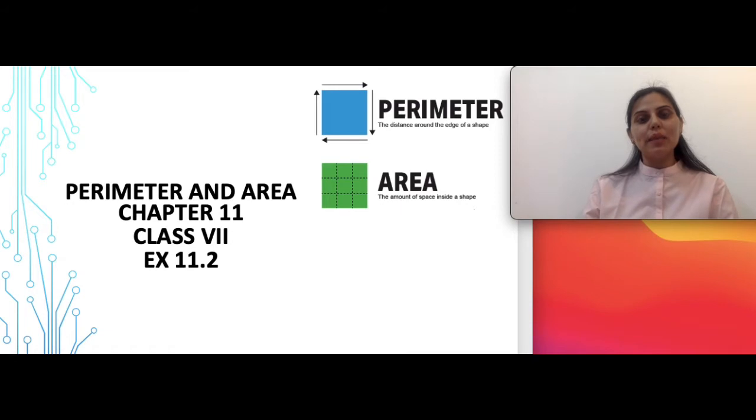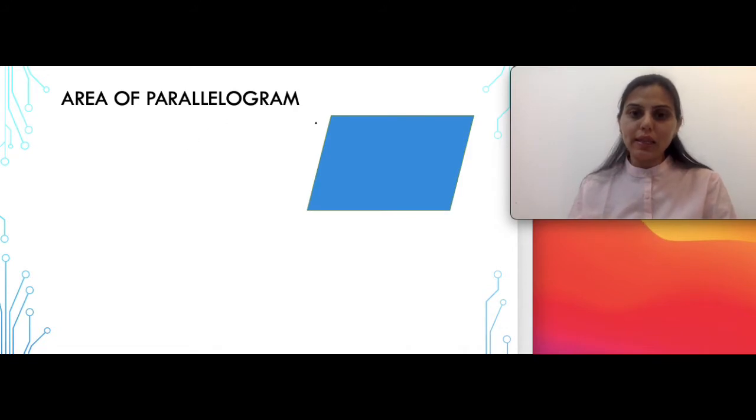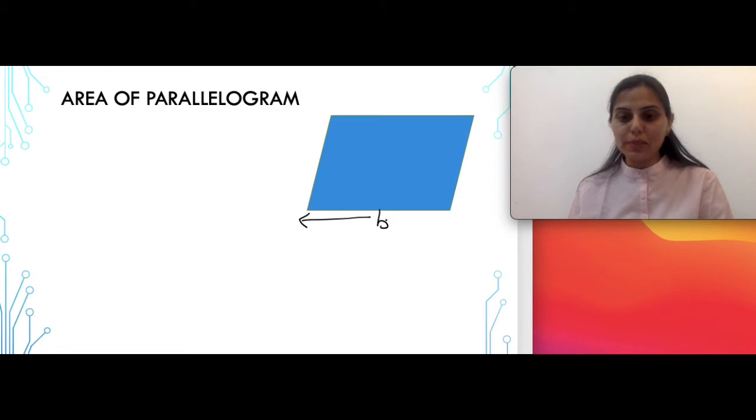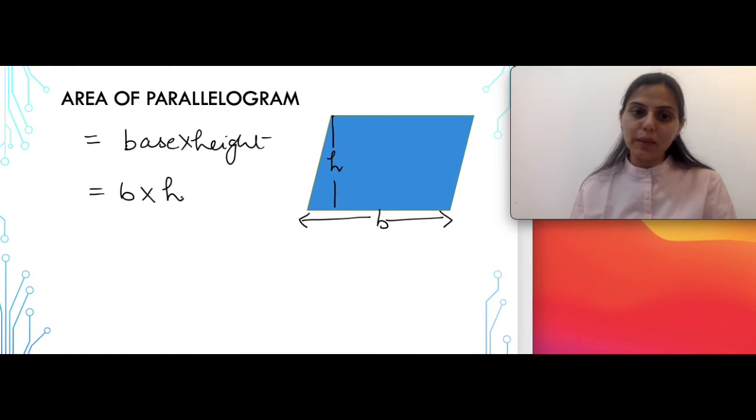Today's exercise is based on the perimeter and area, or especially the area for parallelogram and area of triangle. So first let's see what are the formula for a parallelogram and for a triangle's area. Now as you can see in this diagram, a parallelogram is given. Let's suppose the base of the parallelogram is represented by the symbol B and the height of the parallelogram is represented by the symbol H. Then there is a simple formula for area of parallelogram which is given by the product of base and height, or it can also be written as the base multiplied by height, that is b multiplied by h in this case.